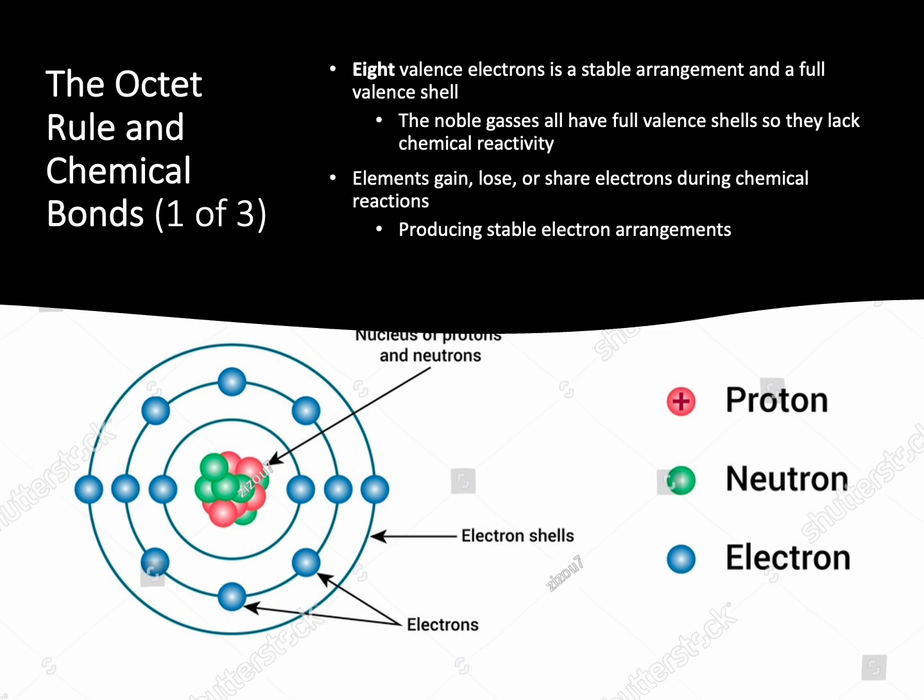But when we start to combine these elements together and form chemical compounds, we see that each of the elements can either gain, lose, or share its electrons during the chemical reactions that happen as they bond together. But overall, the goal is that by combining these different elements, it's going to produce more stable electron arrangements. Again, because of the octet rule, having 8 electrons in the outermost shell of your electron cloud.